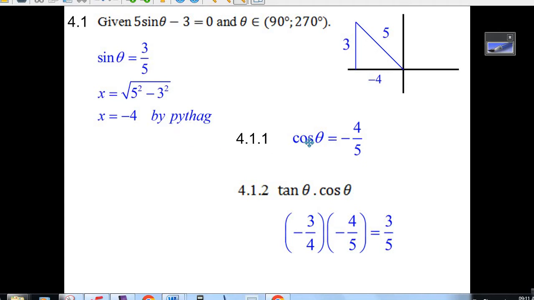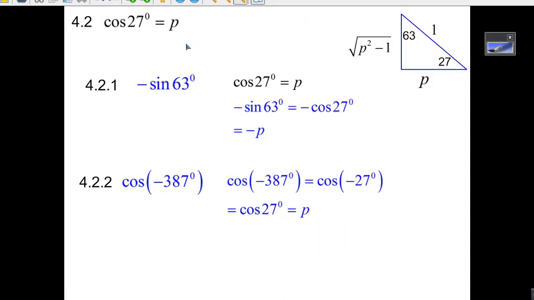Now we can answer the two questions. Cosine is just adjacent over hypotenuse, minus 4 over 5. And tangent theta times cos theta is minus 3 over 4 times minus 4 over 5. The 4's cancel, negative times negative, and it gives you 3 over 5. So there you go.